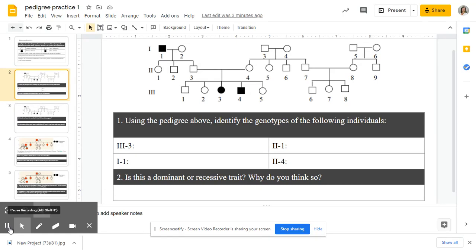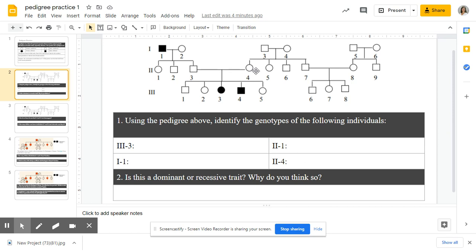So I'm going to go over this practice with you just to make sure you guys are okay and you understand what it is that you're looking for. So in this very first example here, the first question says, using the pedigree above, identify the genotypes of the following individuals. So we're looking for, in the third generation, individual 3, in the first generation, individual 1, in the second generation, individual 1, and in the second generation, individual 4.